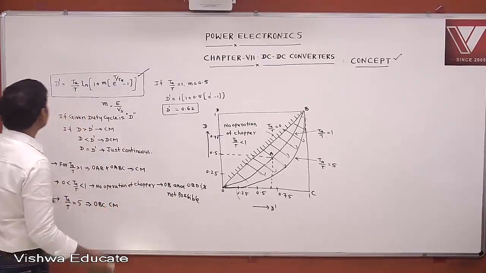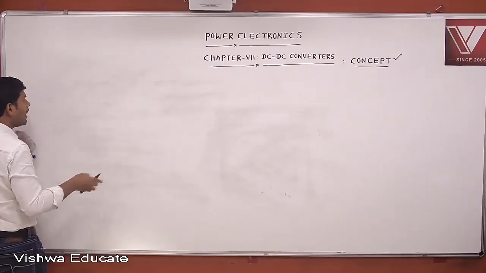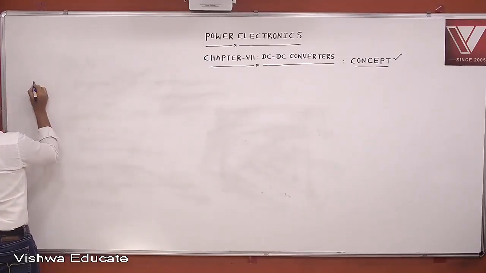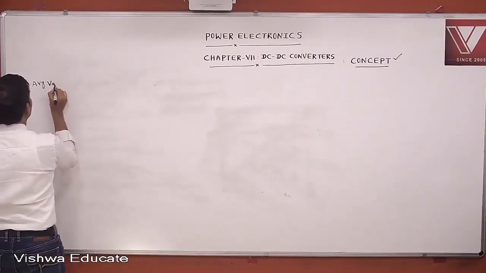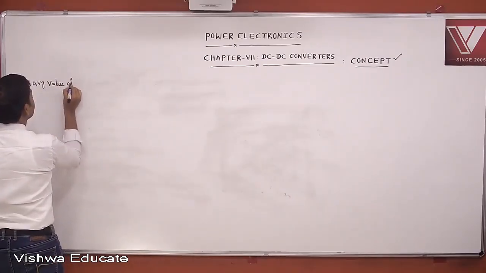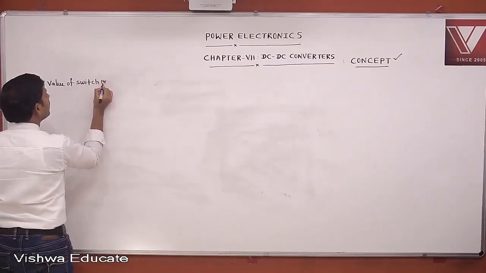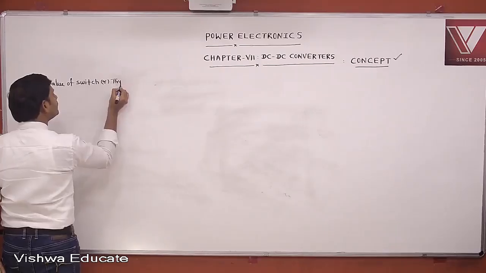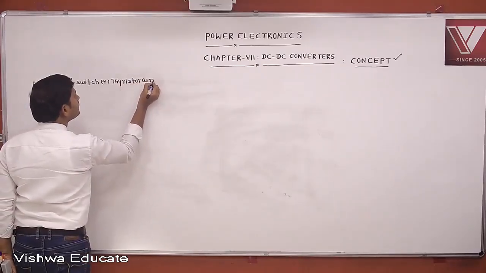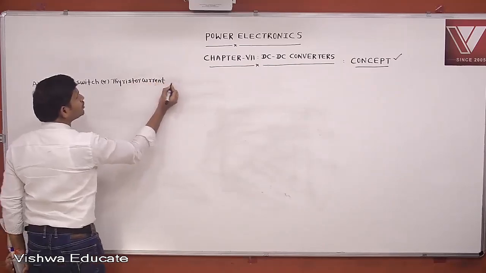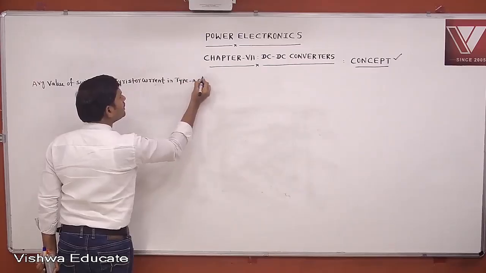First, start with average switch current, or average thyristor current. The switch is nothing but a thyristor, so the average value of the thyristor current in a type A chopper with RLE load.